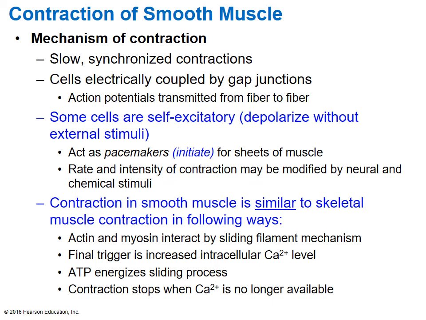Now, when it comes to the actual mechanism of contraction, smooth muscle will tend to have slow, synchronized contractions. Their cells will use gap junctions to allow them to be electrically coupled. We've discussed the fact that the cells do not have to rely on nerve stimulation. Some of the cells, in fact, are what we like to call pacemaker cells, meaning that they're able to initiate their own depolarization and they're self-excitatory, so they don't need an external stimulus to start the action potential process.